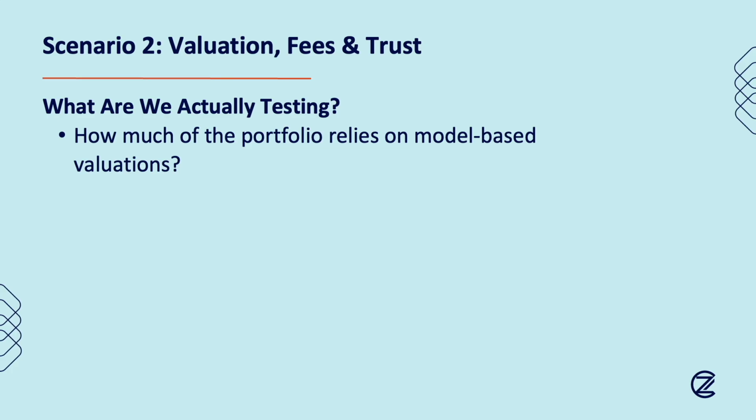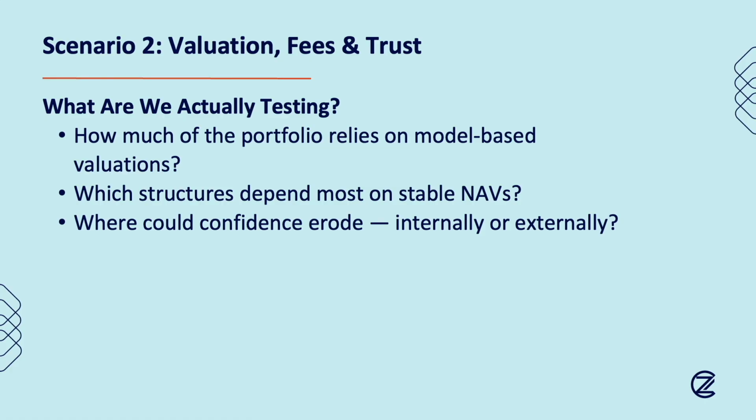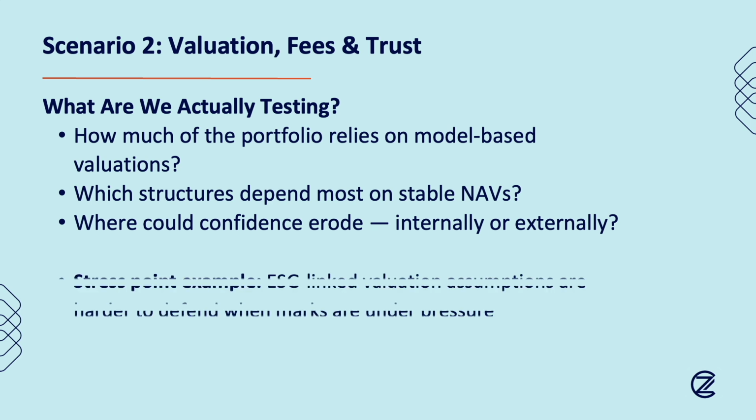There are some conditions under which this becomes clearly a talking point. Which structures depend most on a stable NAV? Where could the confidence of your constituents erode, either internally or externally, when you're being questioned about the valuation in your private capital portfolio? A stress point example could be ESG-linked valuation assumptions. Sustainability-linked valuation assumptions are usually harder to defend when markets are under pressure.